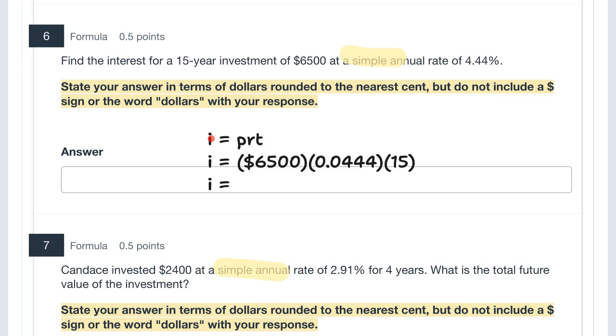Do it a couple of times. 43.29. It says round to the nearest cent, so technically this should be 43.29.00. Canvas will stick the comma in there. We don't need these zeros here, but it will not be marked wrong if we put them there.